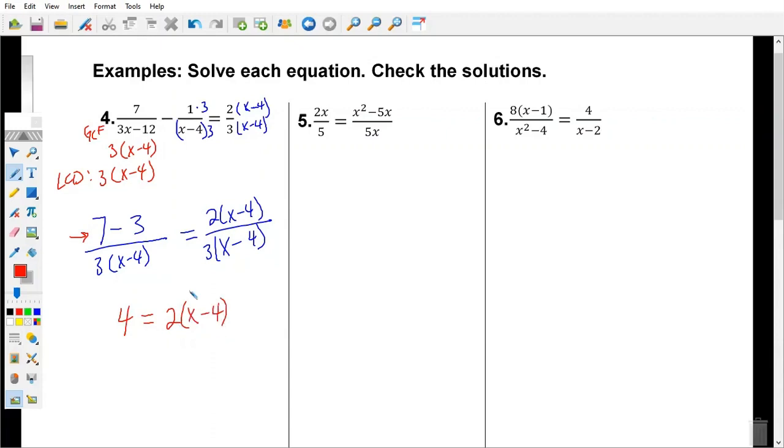A lot of times you guys want to distribute first, but when it's something you can see that can be easily divided, you might as well just divide. So I can easily divide by 2 here. And that's going to give me 2 equals x minus 4. I'm going to add 4. And I end up with x equals 6. So the solution here would be x equals.